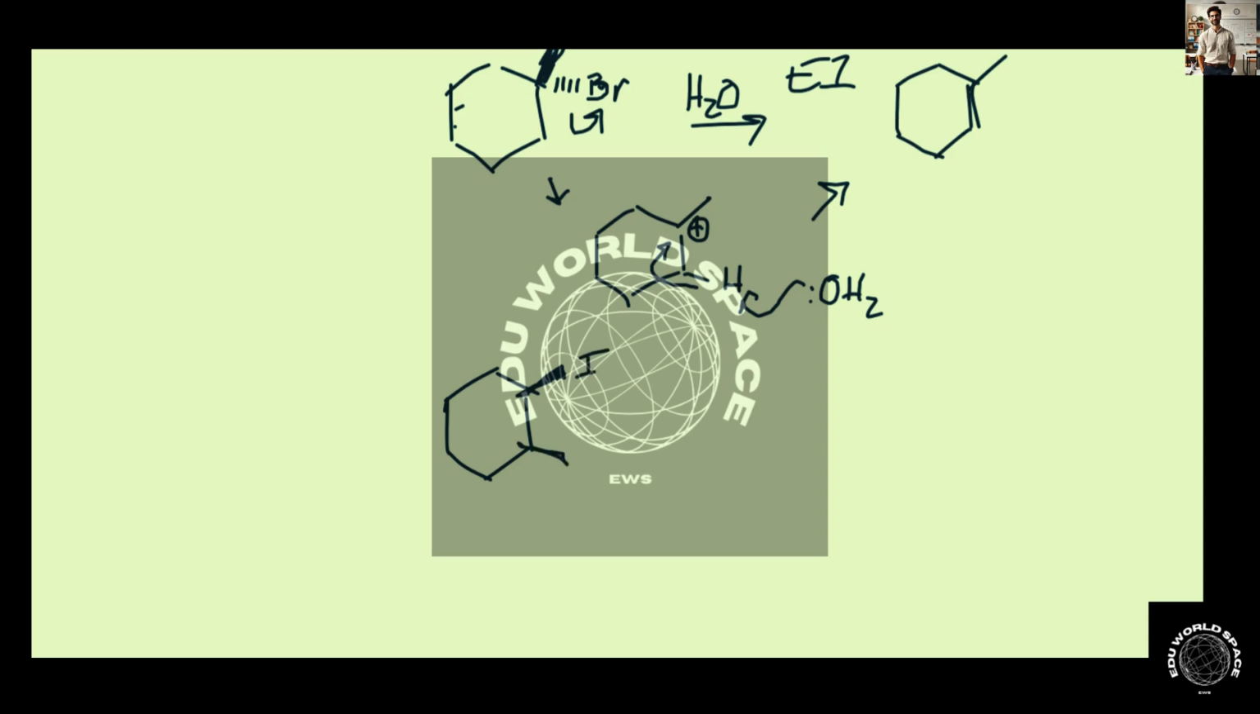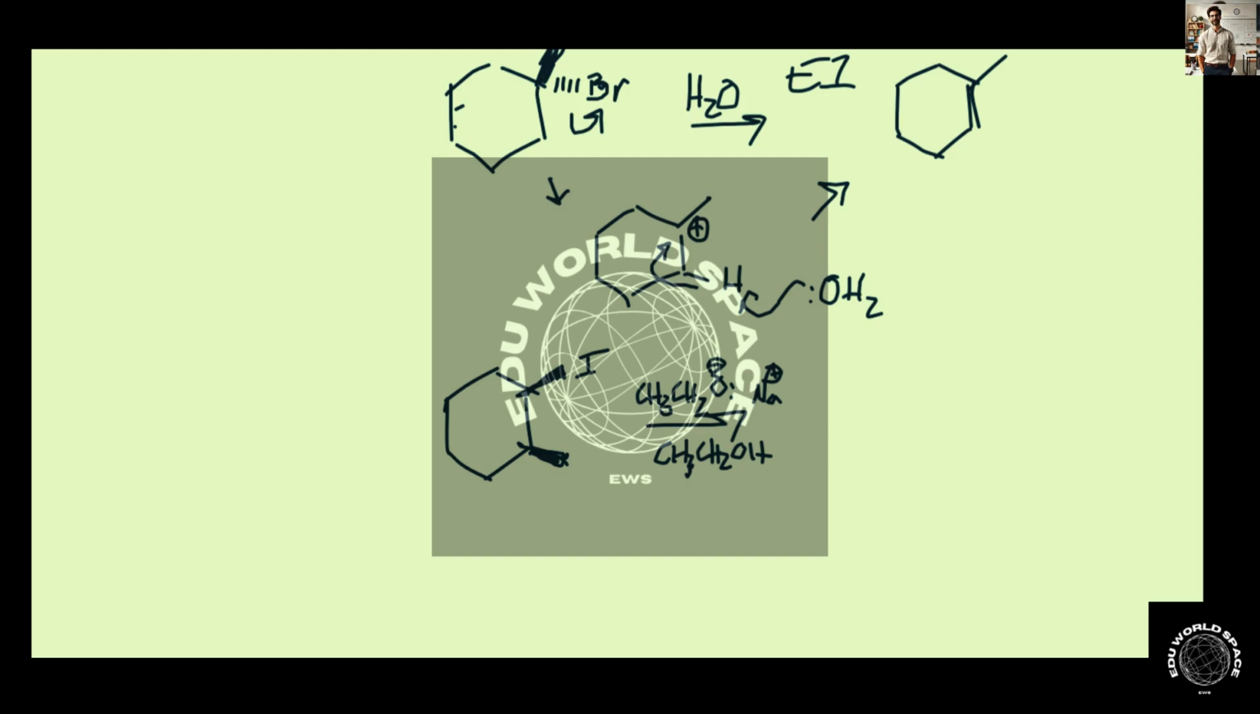Next, we have an iodomethyl cyclohexane, and we are reacting it with a strong base and nucleophile, sodium ethoxide in ethanol. Okay. Again, polar protic solvent is going to favor E2 over SN2, right? So we should expect an elimination reaction.